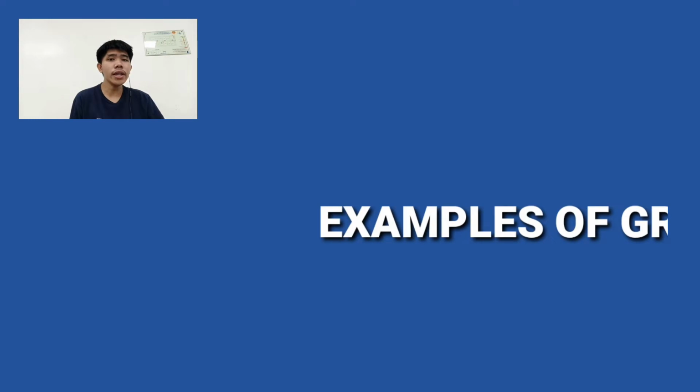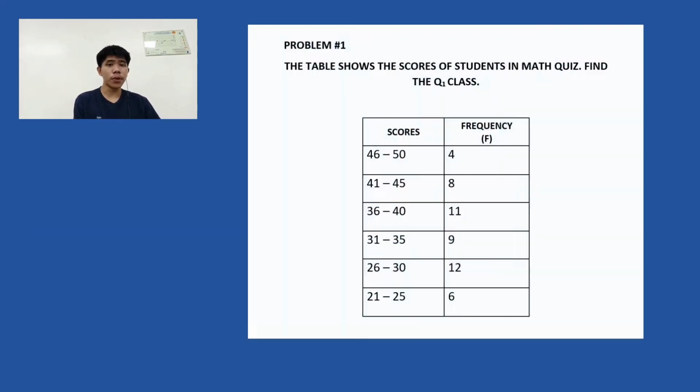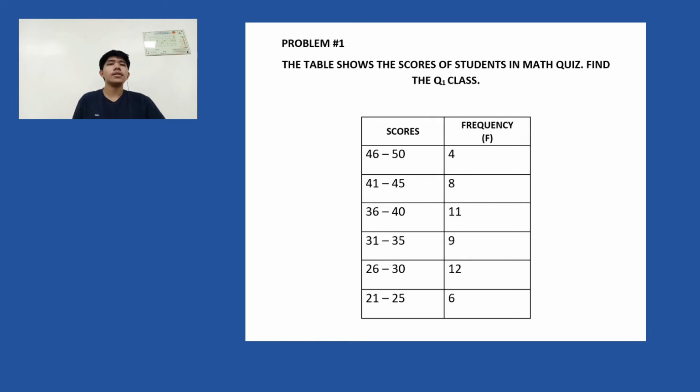Now we have some examples of group data. For our first problem, the table shows the scores of students in a math quiz. Find the Q sub 1 class. Here we have our table. Our first column shows the scores of students. The lowest score that we have is 21 and the highest score is 50. Each row has the same interval, and our interval for this one is 5.